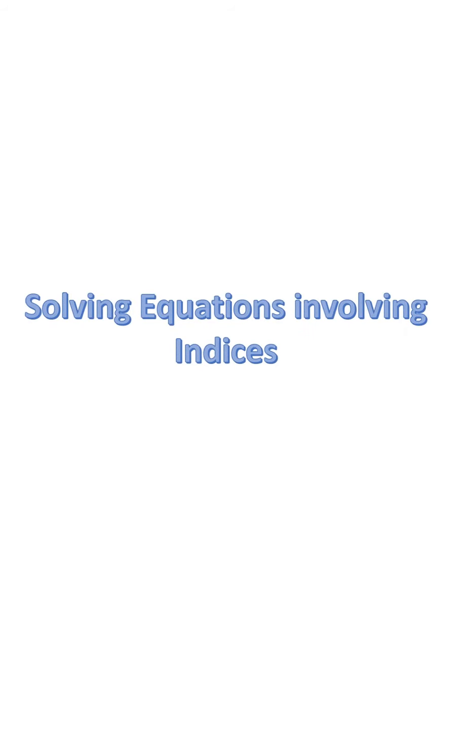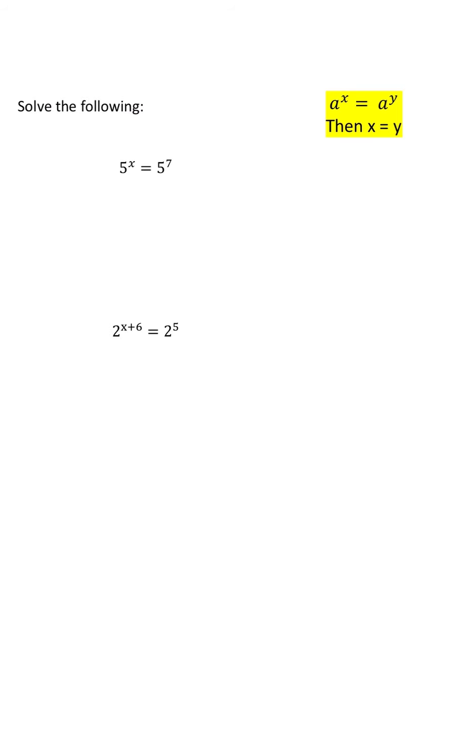In this video, we're going to be looking at solving equations involving indices. Now, if you have to solve these equations, look at the first one there: 5 to the power of x equal to 5 to the power of 7. It's important to know that if a to the power of x is equal to a to the power of y, then x is equal to y. So we can cancel off the bases, so then x is equal to 7.